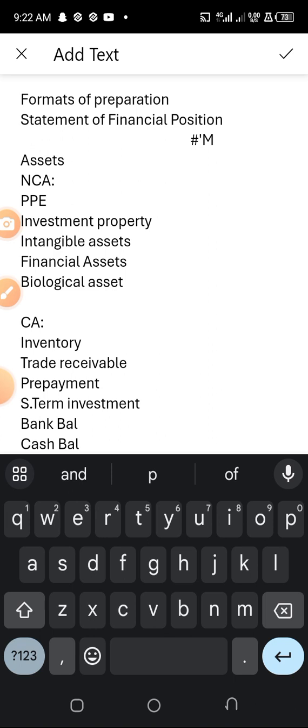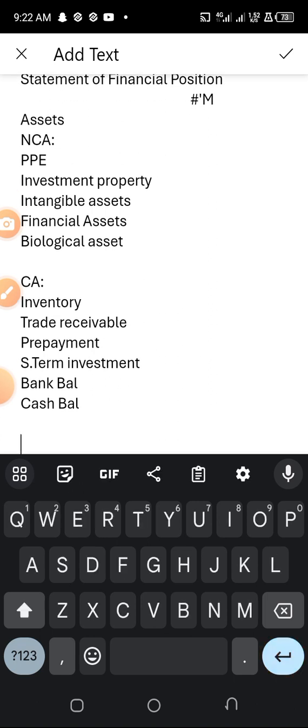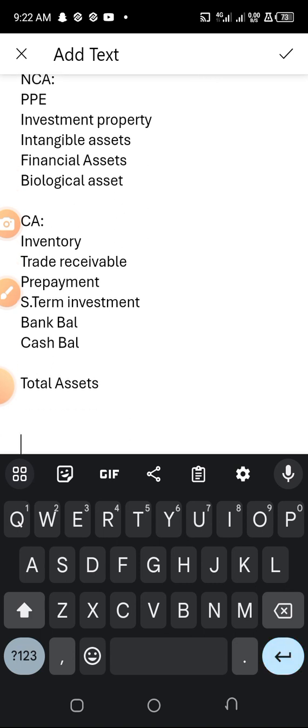So all of these summing together, the current assets plus the non-current assets, give you what we call the total assets. So that is how it is. That's the format for the statement of financial position under assets.